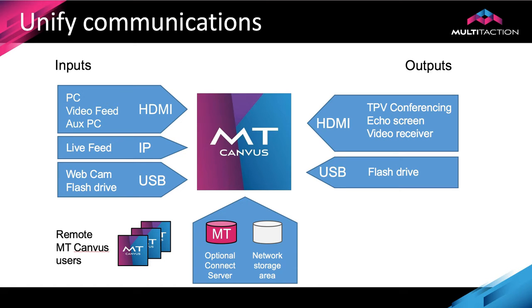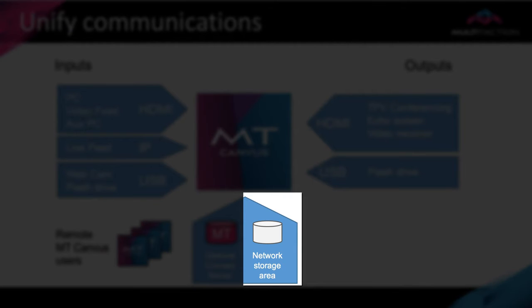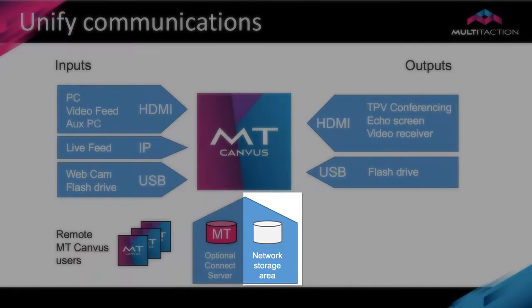The USB connection allows me to put a flash drive in, and so I can save content that's been generated during the Canvas session straight onto the flash drive. I've also got a file folder which is on the Canvas server, but in your system, you could have that connected to some sort of network file share, and you can save content to there.